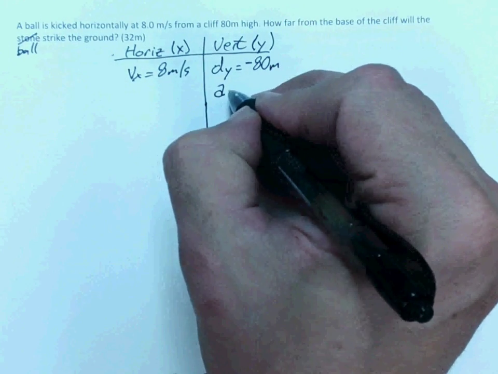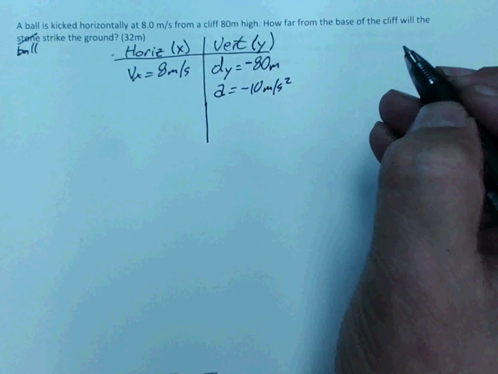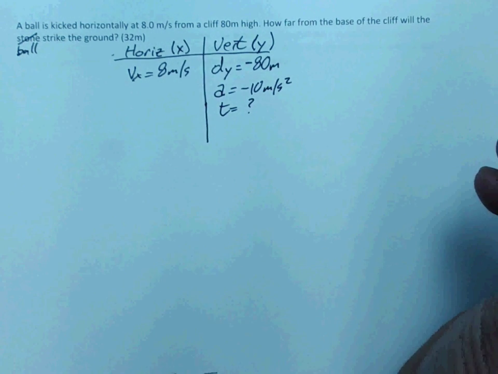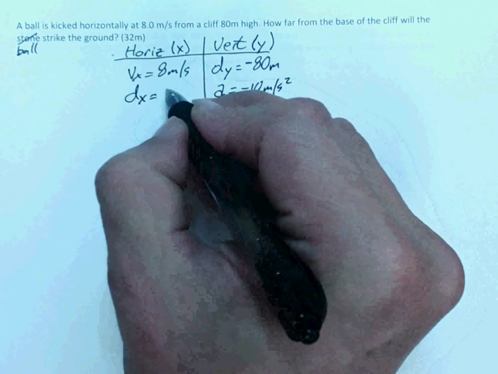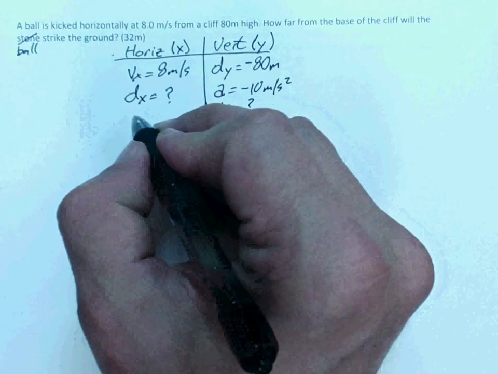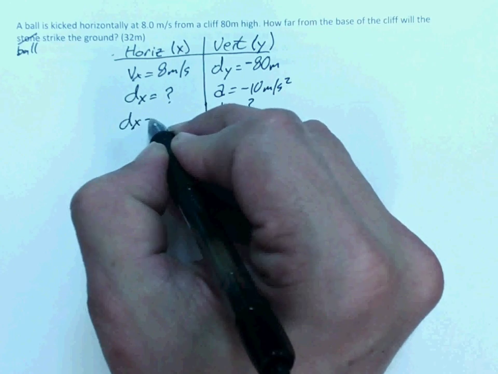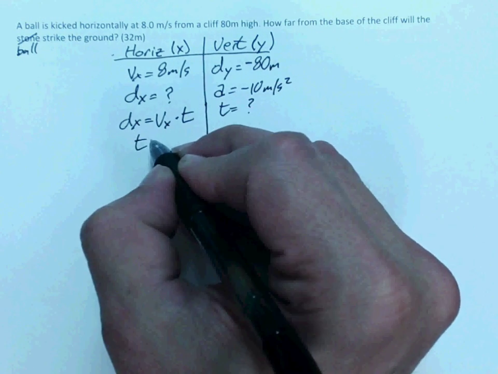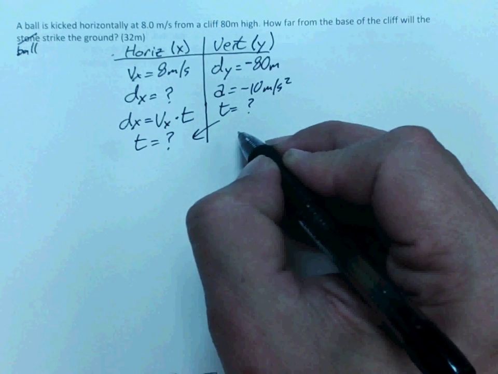I also know that acceleration is also down, and it's 10 meters per second squared in the down direction. I don't know how long it falls, and I'll have to figure that out in a minute. The question is asking me dx, how far away from the cliff does the ball strike the ground? But in order to do that, I need to substitute into this equation dx is equal to vx times t, and I don't know t. So I'll get t from over here.